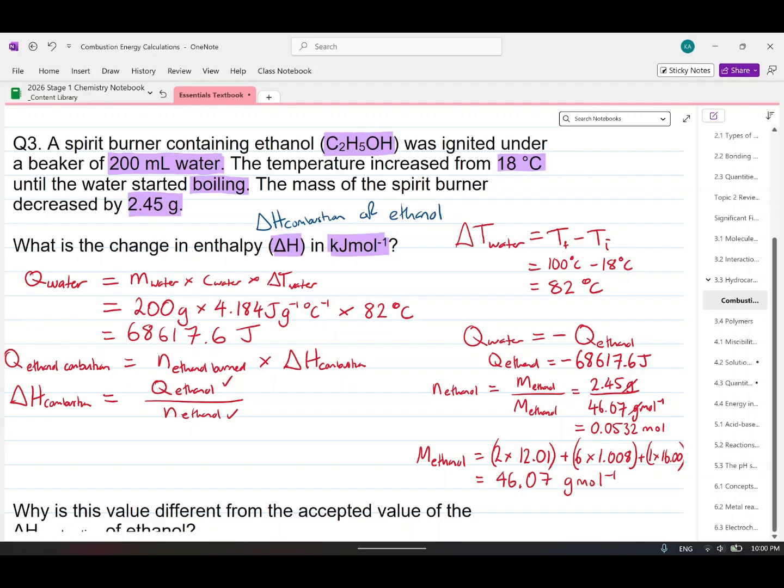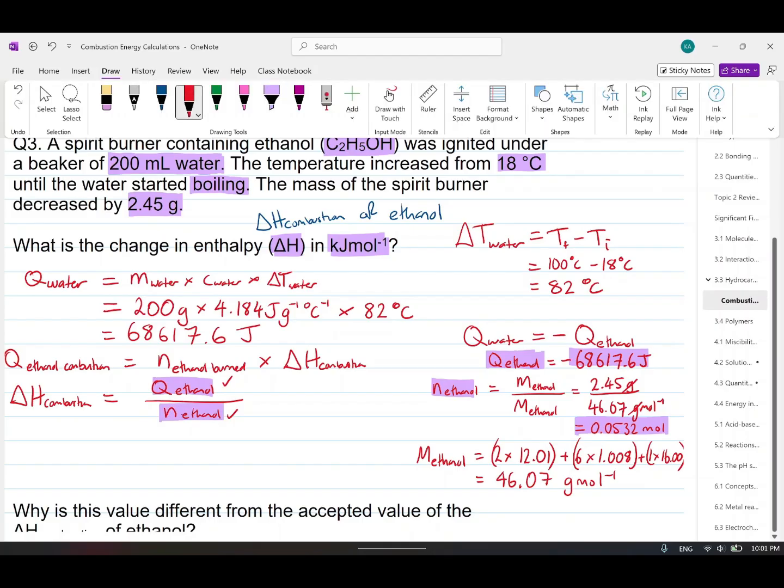Okay, so now we have Q of ethanol. So I'll highlight it just to make it a bit clearer. We have our Q of ethanol, which is here. We have our number of moles of ethanol burned, which is here. And we're going to put those in and then do the final calculation for this particular question. So very important. Our Q of ethanol is negative 68617.6 joules.